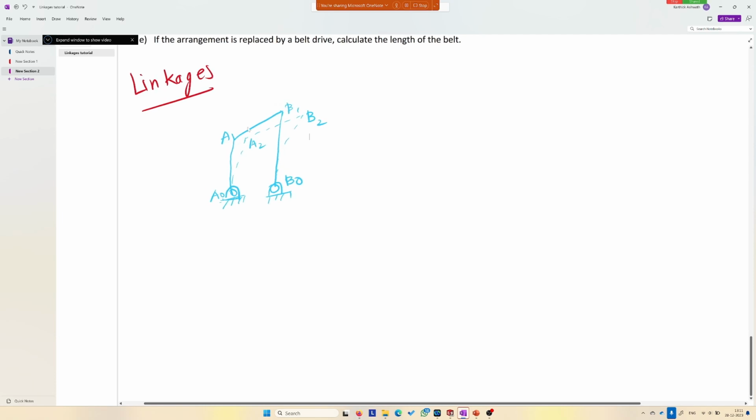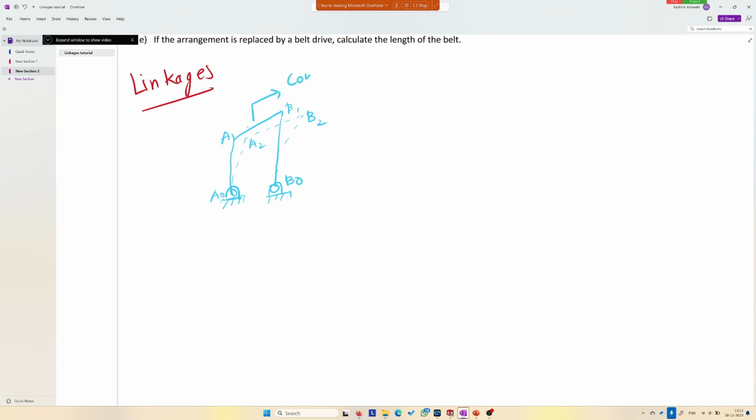So the main thing we are doing here, let us look at the main components first. AB is called the coupler, A0, B0 is called the frame, and these are called limbs or joints.